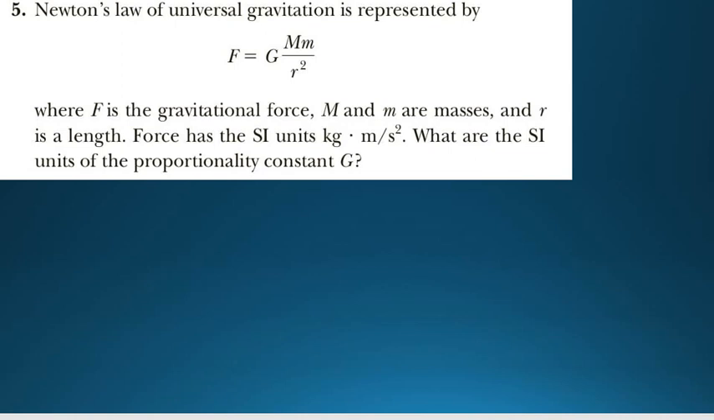Okay. The other question now: Newton's law of universal gravitation is represented by this formula, where F is the gravitational force, M and m are masses. You should take note of this. And r is a length. Very important. You are very lucky, guys, as you have been given already the units of force. What are the SI units of the proportionality constant G?